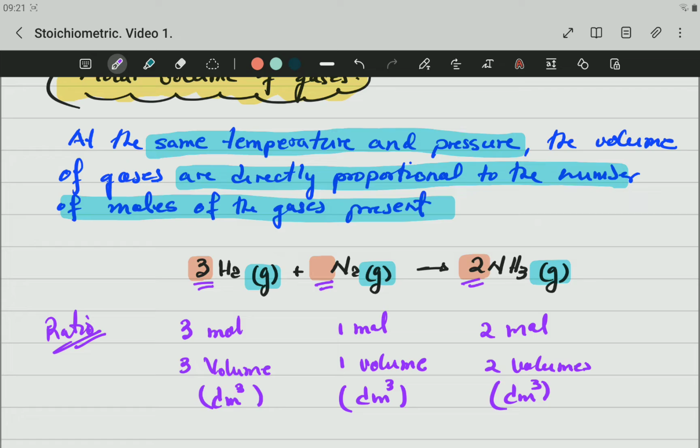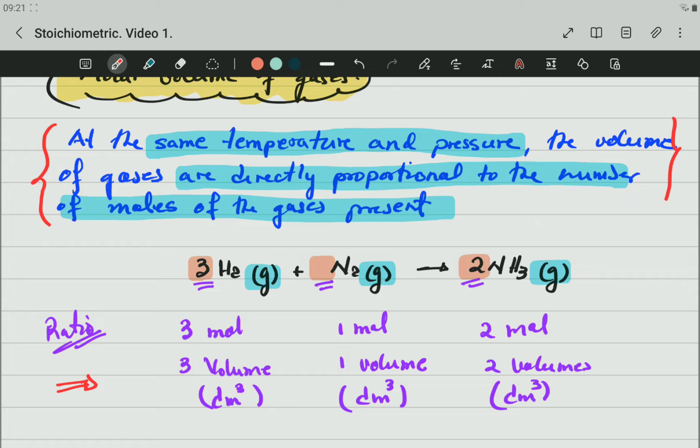This is a very useful statement here. So make sure you learn this one because it is very important. And then here is the explanation. You can use the ratio straight for the volume. You don't have to calculate moles first. You can use the ratio straight if everything is in gases and obviously the temperature stays constant.